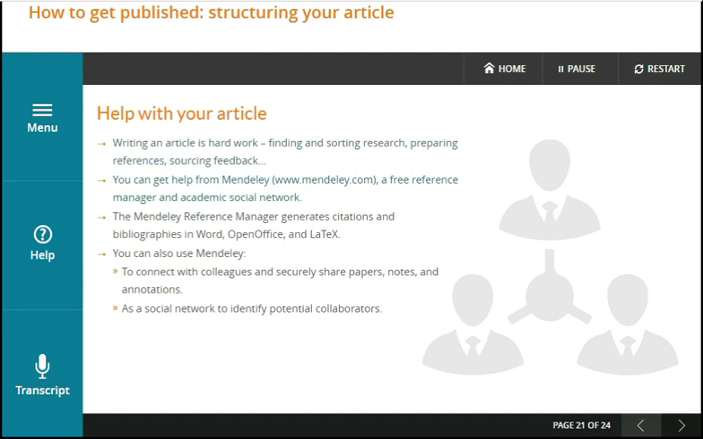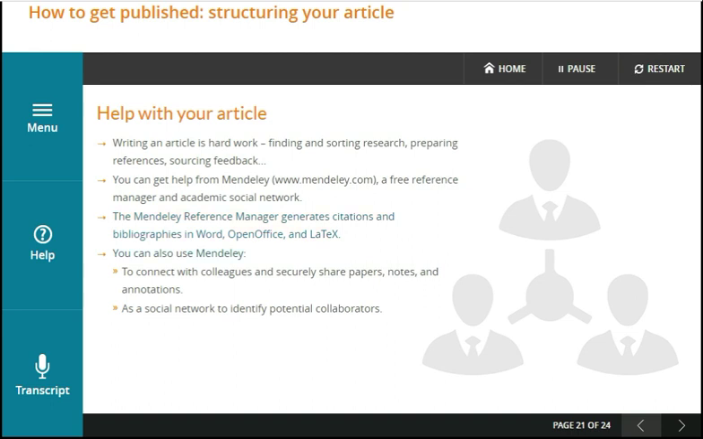You can get help from Mendeley, www.mendeley.com, a free reference manager and academic social network tool. The Mendeley Reference Manager generates citations and bibliographies in Microsoft Word, OpenOffice, and LaTeX. You can search an open catalog of 30,000 plus papers, import and organize references from other online databases, and add files from your hard drive.